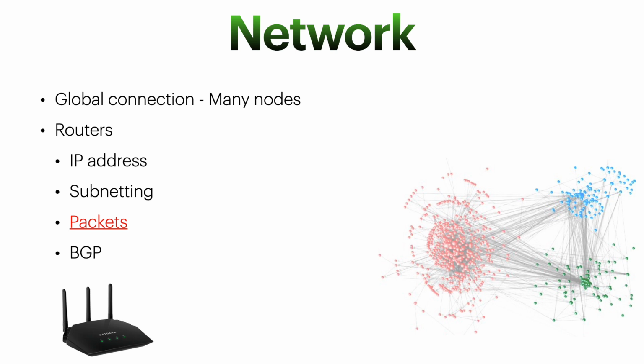The next one is the networking layer. Here's where many different local area networks can communicate to each other at a global scale. There are many different nodes, many different computers, and the routers are in charge of the communication between each other. How they communicate is with IP addresses, and subnetting is very important. Here's where packets live, and the protocol for external communication is BGP. At the bottom we have a router, and on the right we have a networking layer. So yes, you get the idea.